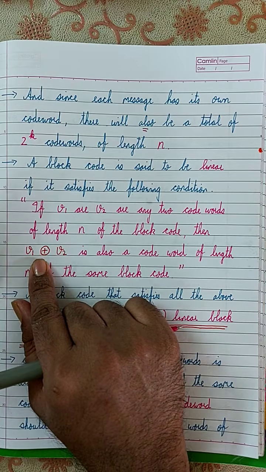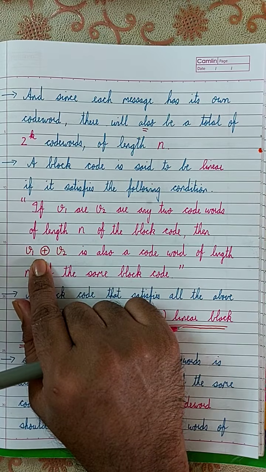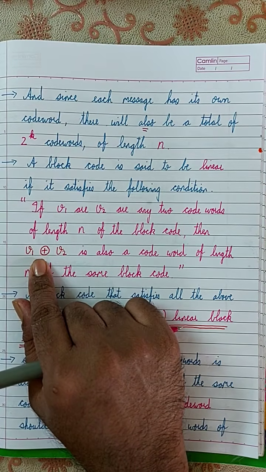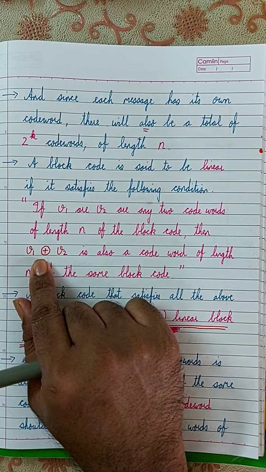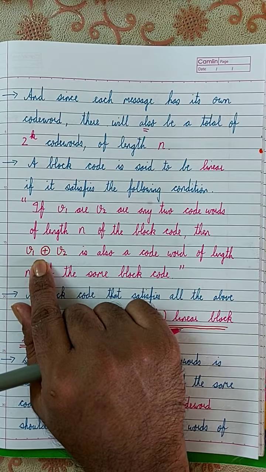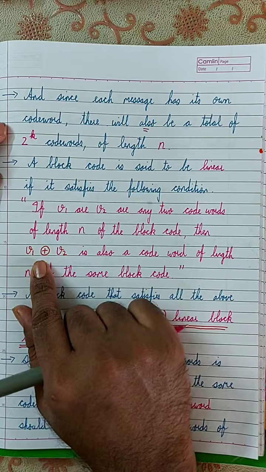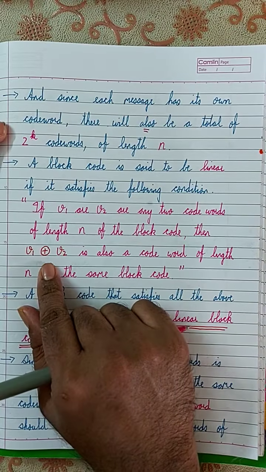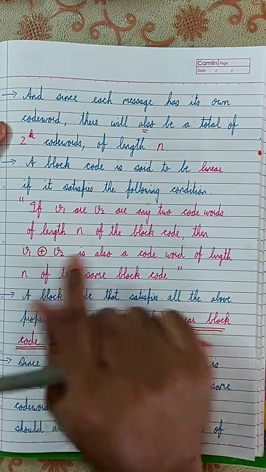Okay, so therefore 0 plus 0 is 0, 0 plus 1 is 1, 1 plus 0 is 1, and 1 plus 1 is 0. This is called the modulo-2 addition, also called the XOR function, the XOR gate we are using. We have learned about this in digital logic circuits, right? So this is basically an XOR function.